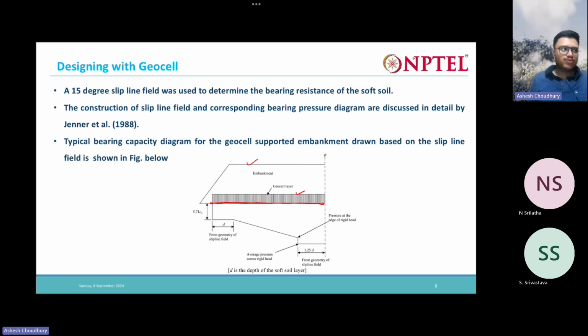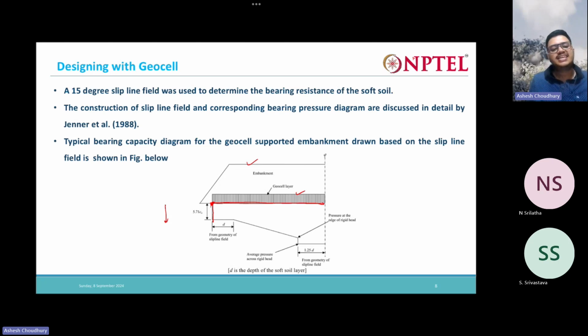Okay, so at the left end, it is assumed that the soil will have a bearing pressure that is from the elastic limit of the soil. So at this point, you can consider the y in this vertical direction we are plotting the bearing pressure. So at this point the bearing pressure is 5.71 c.